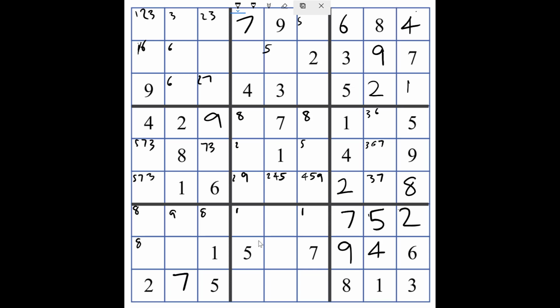I've got a 4 here, which blocks all of that out. A 4 here, which blocks all of that out. That gives me quite a few options. This 4 blocks these 2 out. That 4 blocks that out. Okay, so there's 2 places where a 4 could go in this bottom grid.